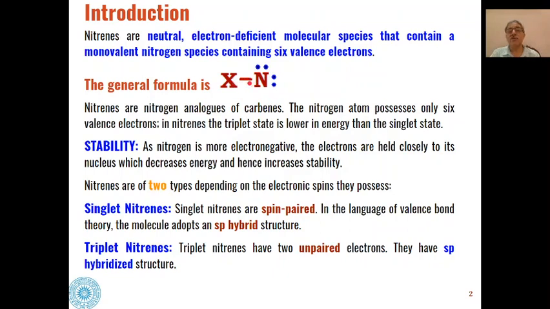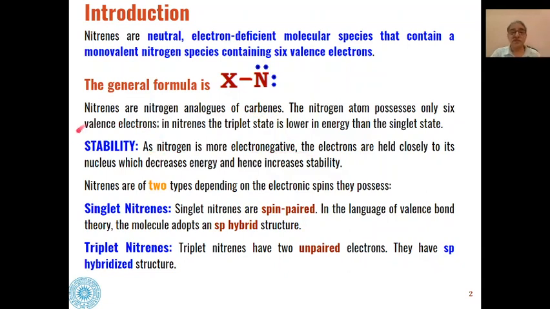So 2 electrons have been used in forming a covalent bond with another entity, and there are 2 lone pairs of electrons present on this nitrogen. Such reaction intermediates which are formed during the reaction are known as nitrenes, and they are analogs of carbenes, which we have already discussed, and most of the reactions and their mode of generation are almost similar to carbenes.